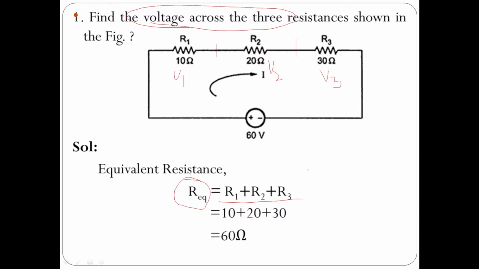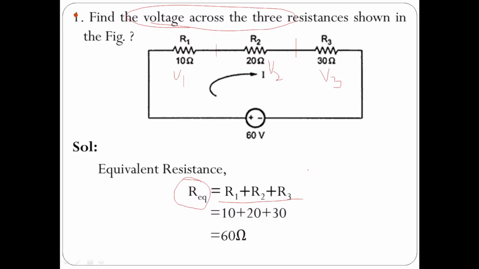Okay. The resistance values are 10 plus 20 plus 30. So 10 plus 20 plus 30 you will get 60 ohms. So we have got the R equivalent value, that is 60 ohms. Now I have got the R equivalent value.